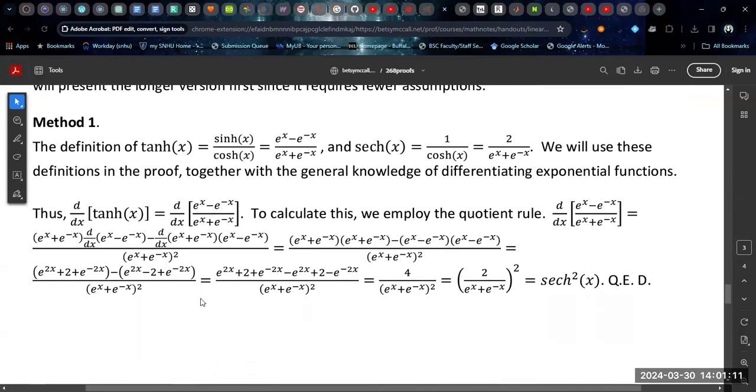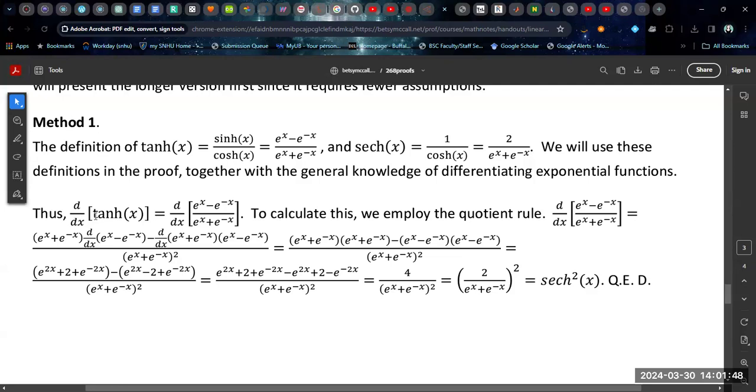Now, this is the longer, nastier version. So I'm going to use the definition of hyperbolic tangent, which is defined as hyperbolic sine over hyperbolic cosine. And when you work out these in terms of the exponential definitions, you end up with this expression. And hyperbolic secant is 1 over hyperbolic cosine, which is, again, the reciprocal of that. So 2 over e to the x plus e to the minus x. And we want to establish that if I take the derivative of this expression, I get this expression squared.